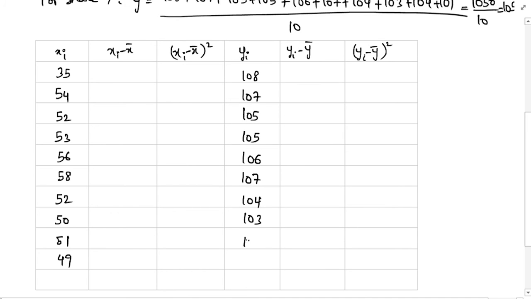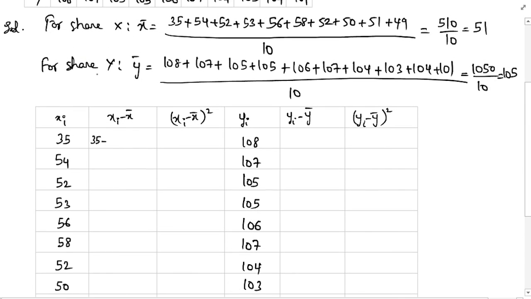Okay, now the y values given in the question are 108, 107, 105, 105, 106, 107, 104, 103, 104, 101. Okay, so here xi minus x bar we have to find. So our xi is 35 minus x bar value what we got is 51 right here. So that 51 will write here. So this is equal to minus 16.